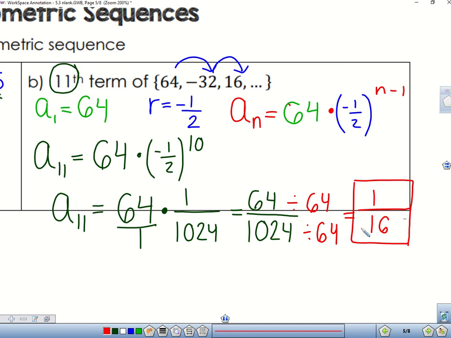So exponential growth and exponential decay. This is exponential decay. Any questions so far? All right.